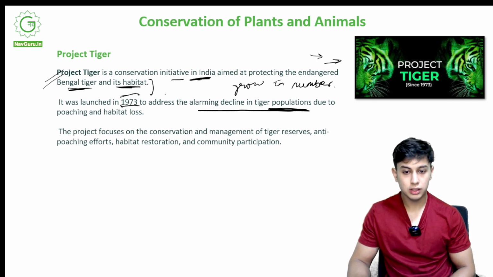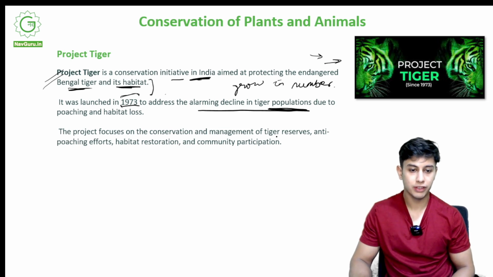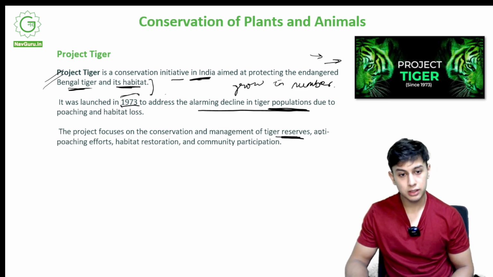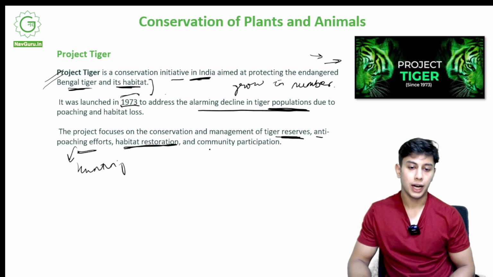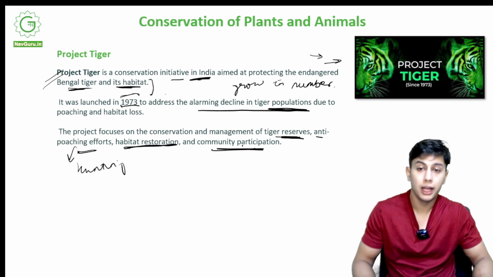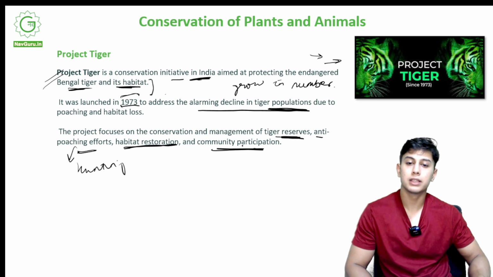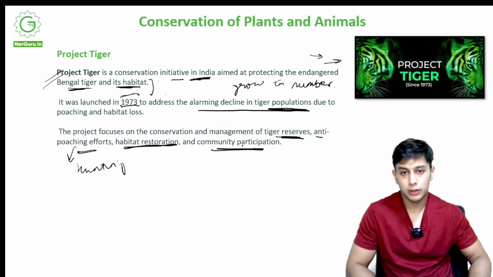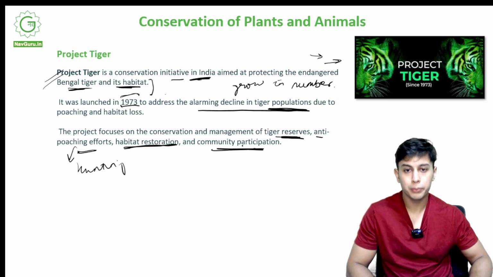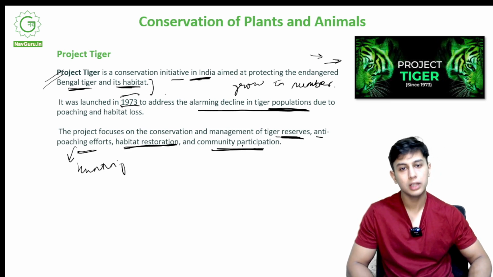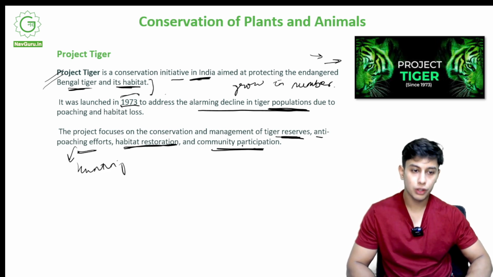The project focuses on conservation and management of tiger reserves. We make tiger reserves, anti-poaching efforts. Poaching means hunting, so anti-hunting, habitat restoration, and community participation. We make the villages, the tribal people, the indigenous people aware of how the tiger is declining, and we ask for their help to stop this hunting and the falling population of tigers. Over these years it has worked and it has increased the population of tigers.